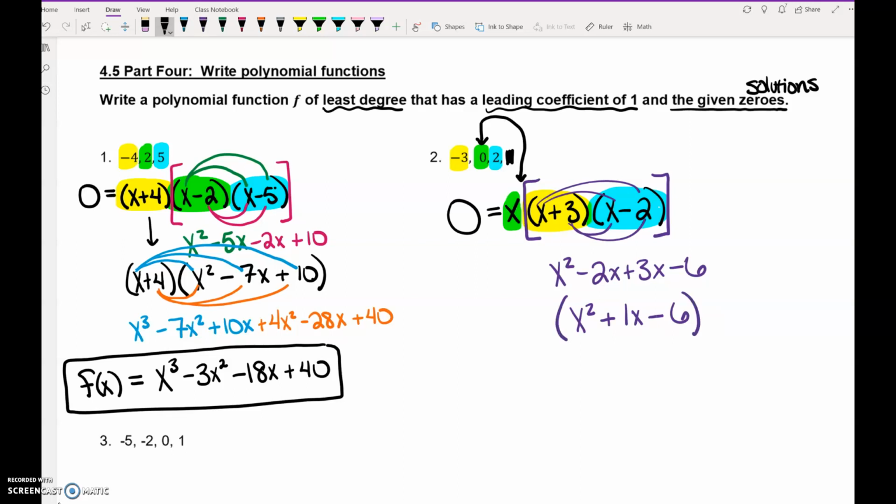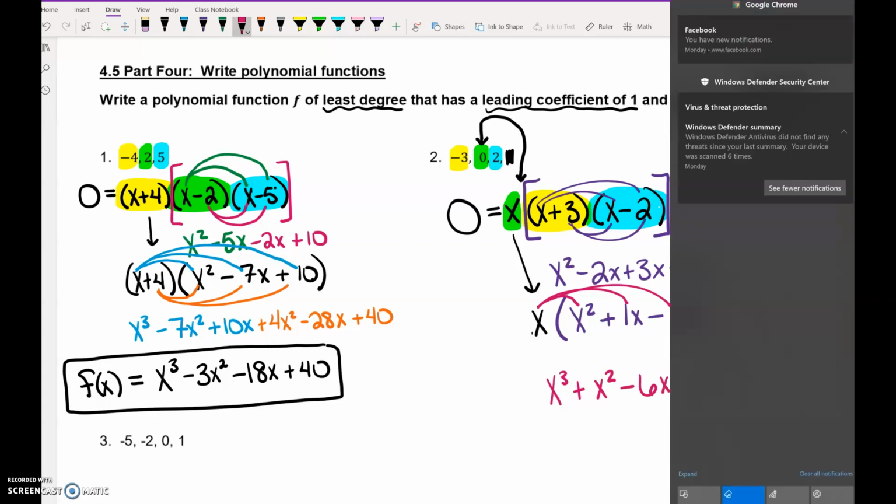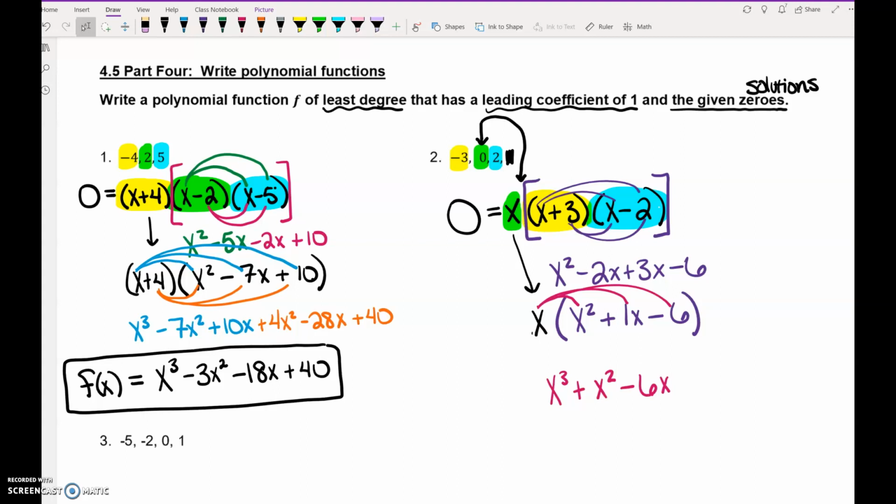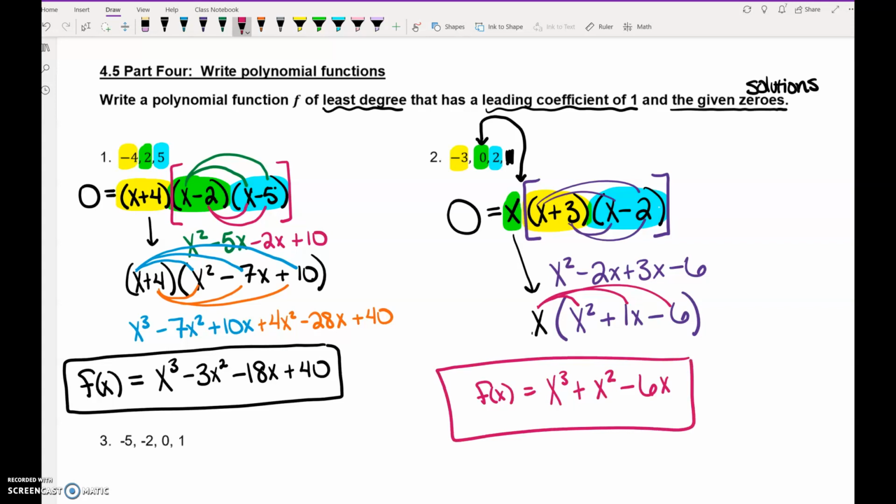Then don't forget that we still have to multiply the x in there. So x times x squared is x to the third. X times 1x is 1x squared. X times -6 is -6x. To make this final, you put f of x equals, and you're done.